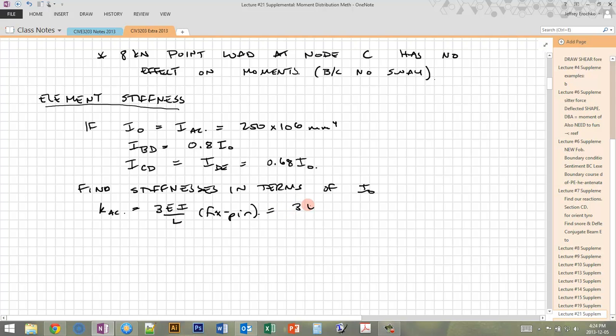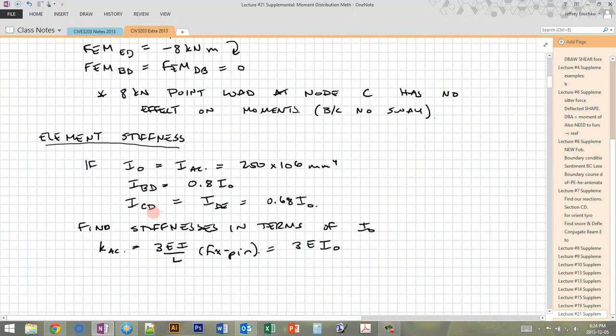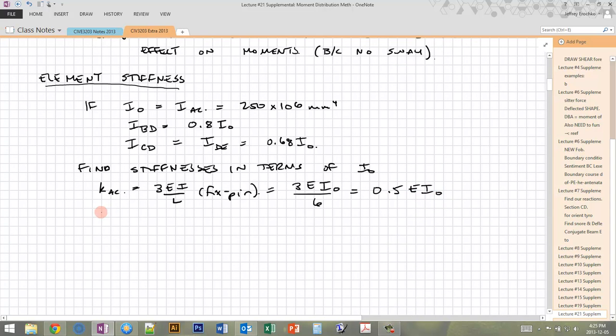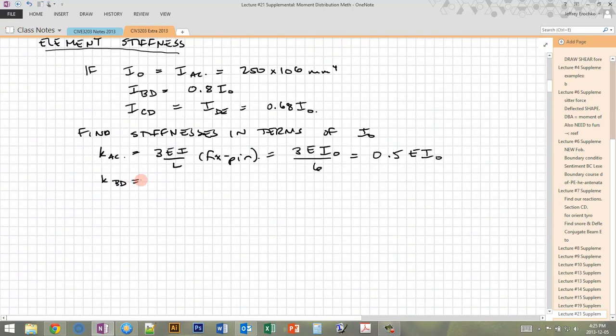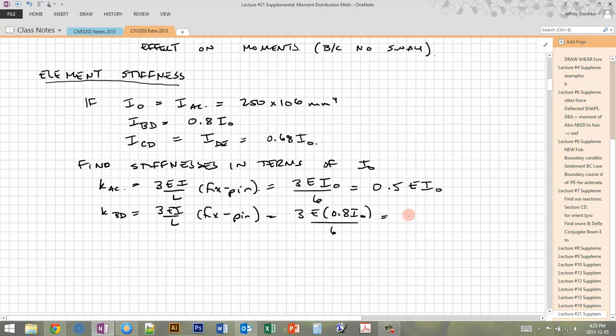So then if I just sub in here 3E, the stiffness of AC is I naught, and the length of this member is 6. If I resolve 3 over 6, I get 0.5 E I naught for AC. Similarly, we have a similar situation for BD, which is also fixed pinned, except this time we have a different I, because BD is 0.8 times I naught. If we solve that out, we get 0.4 E times I naught.